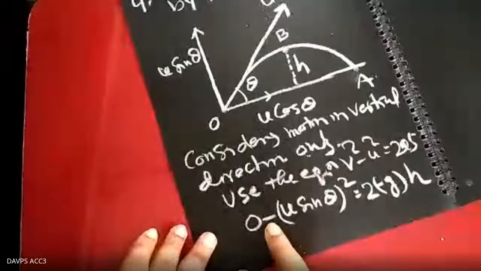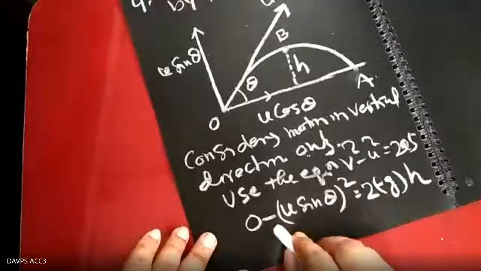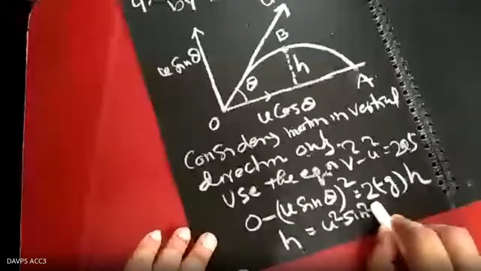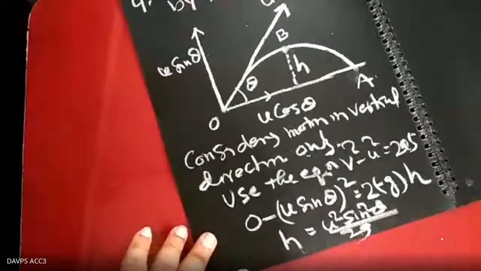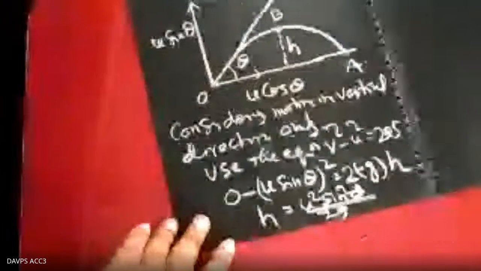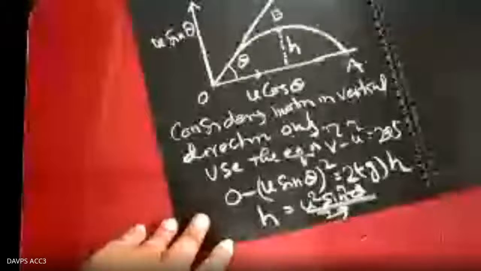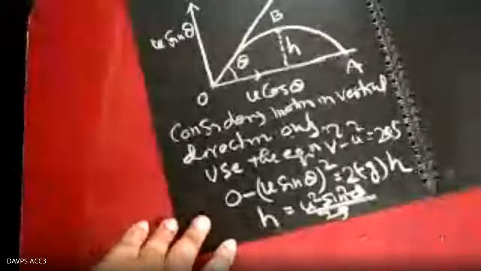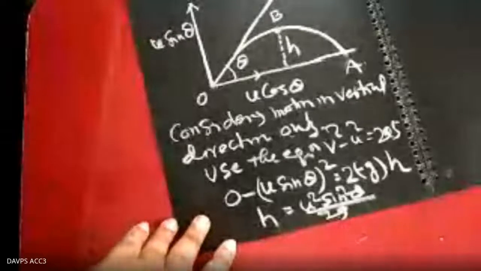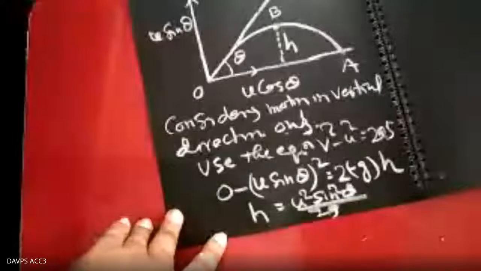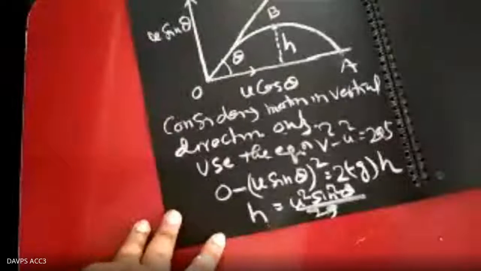So you get the formula, this minus gets cancelled, and you are finding h equal to u square sin square theta by 2g. This is the maximum vertical distance traveled by the projectile, that is u square sin square theta upon 2g. All of you are clear? समझ में आया ना? Yes, sir. ठीक है?